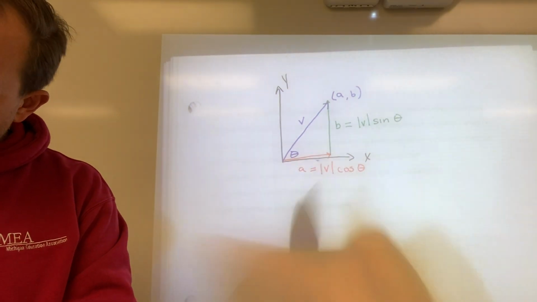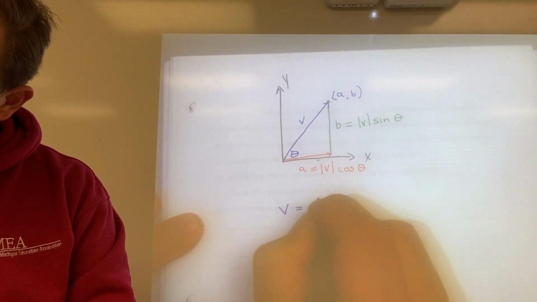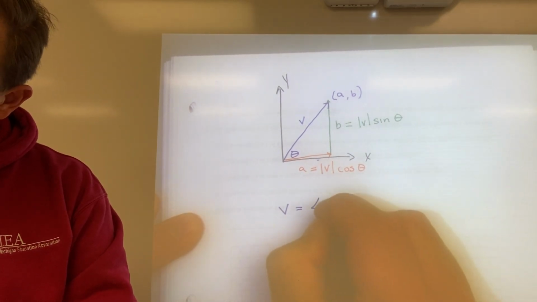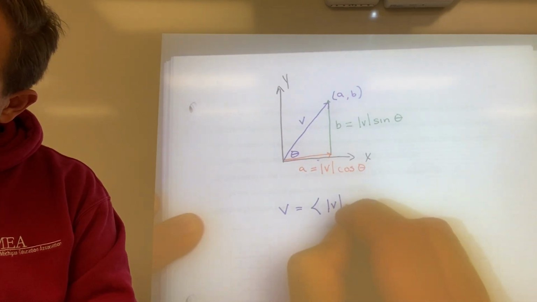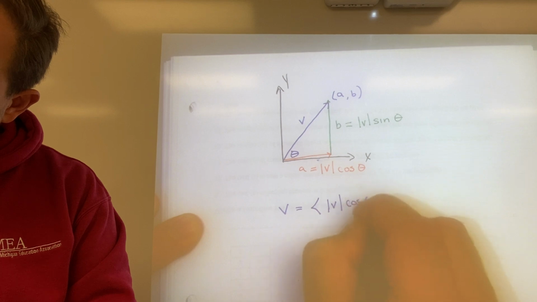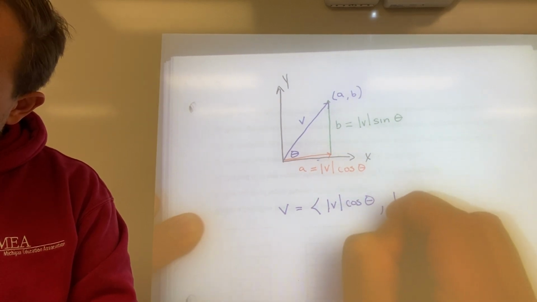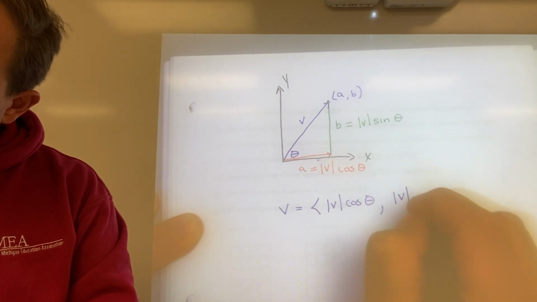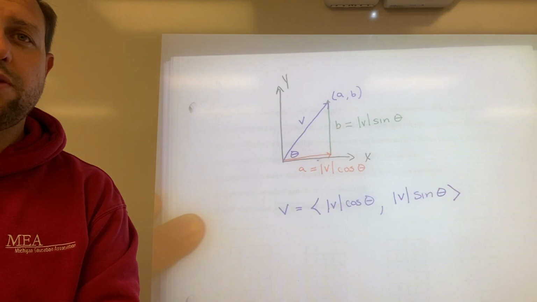So our component vector V is its length times the cosine theta gives us the x coordinate, and its length times the sine of theta gives us the y coordinate.